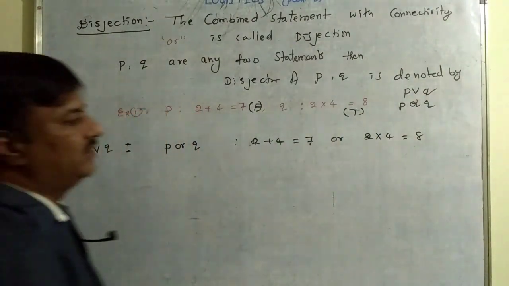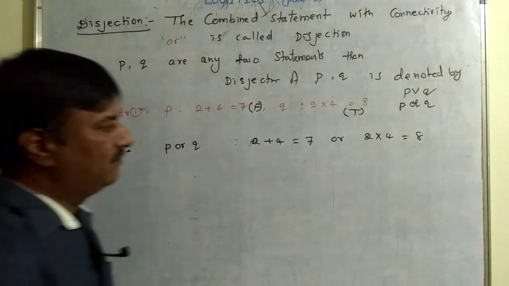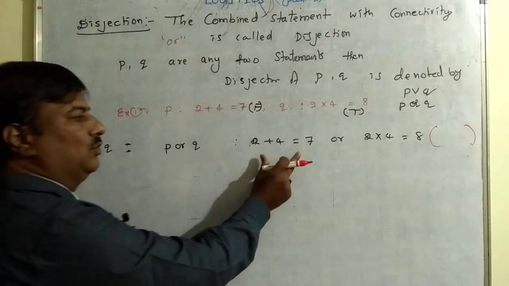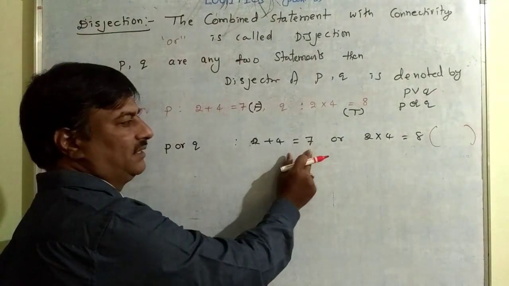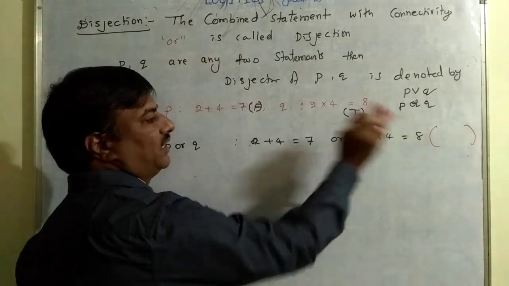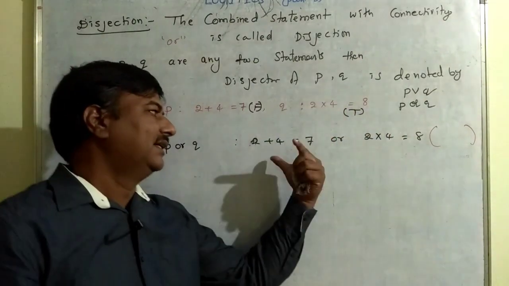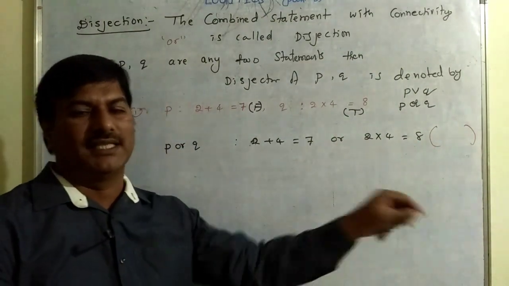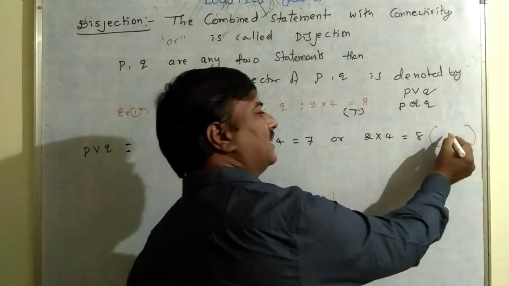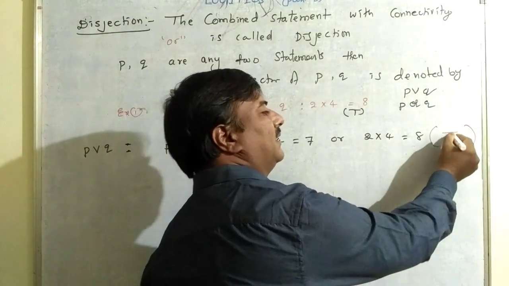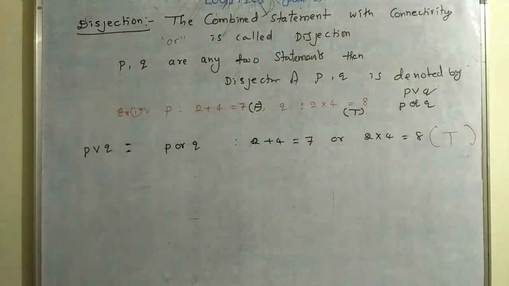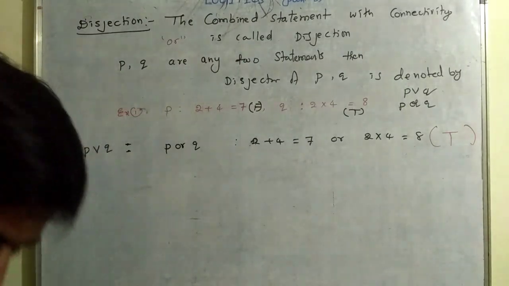Now we need to discuss the final result of the combined statement. 2 plus 3 is equal to 7, or 2 into 4 is equal to 8. Or means if any one of these two is true, then the resulting statement is true. That means the final statement is true. If either of these is true, then the resulting statement is finally true. We can understand this by using the truth table.